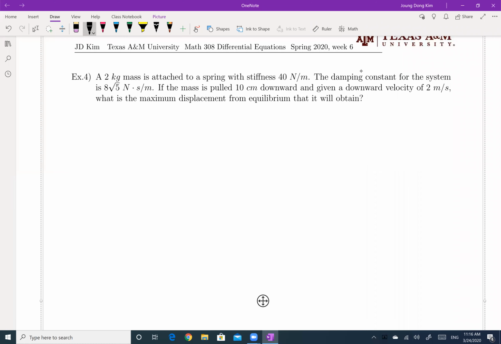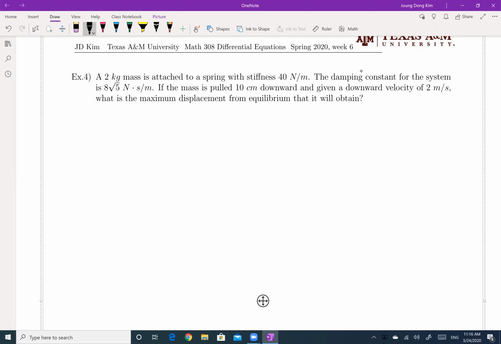Okay, example number 4. Read the problem carefully. They said a 2 kilogram mass on the spring, and the stiffness is 40 Newton per meter, which means the spring coefficient k is 40, and the damping constant of the system is 8 square root of 5 Newton second per meter. There's also an initial condition here. Then they ask you to find the displacement, which means this is a damped free vibration mode, right?